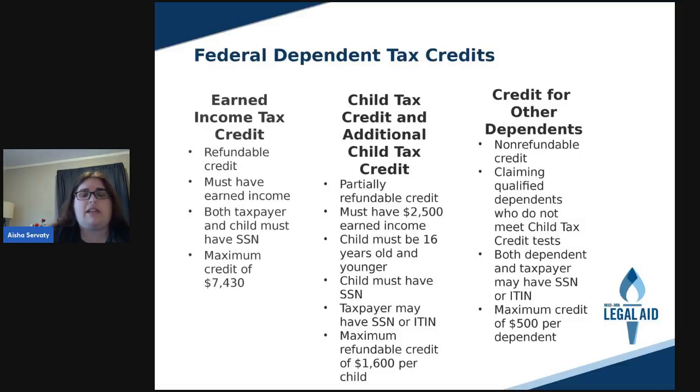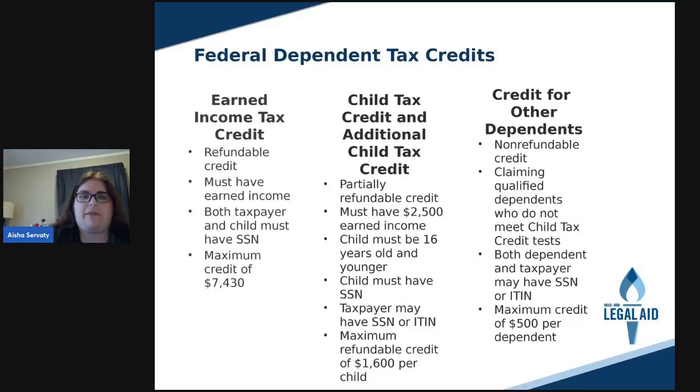The amount of the credit you receive is based on your earned income and number of children that you're claiming. So then there's the child tax credit and additional child tax credit. And those are partially refundable credits. You must have at least $2,500 of earned income. The child must be 16 years old or younger. The child must have a Social Security number, but the taxpayer may have a Social Security number or an individual tax identification number or ITIN number.